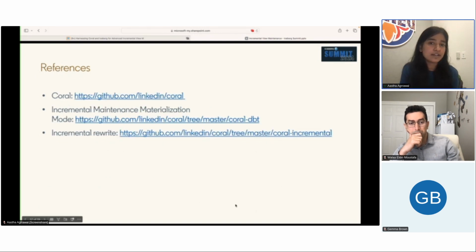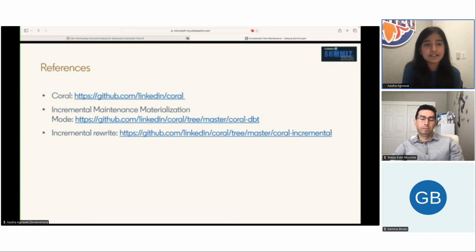So here I have linked the projects Coral and the Coral DBT submodule in the same project, where we have implemented the incremental maintenance materialization mode. And the Coral IR rewrite logic is in another submodule called Coral Incremental. There are README files in the projects which have clearly described the steps you would need to follow to import the materialization mode in your DBT project.